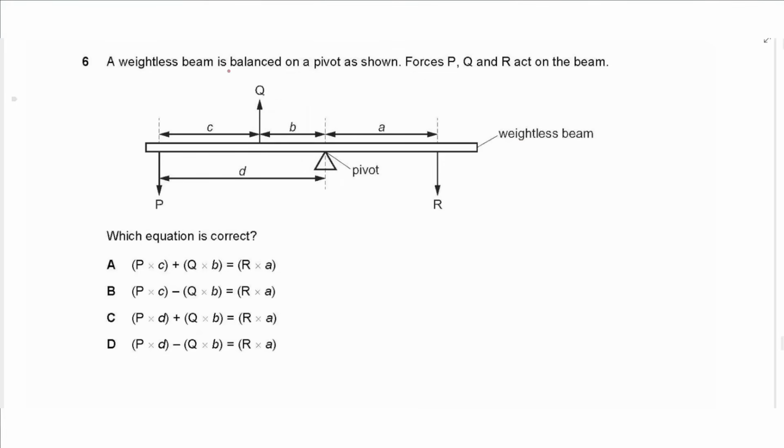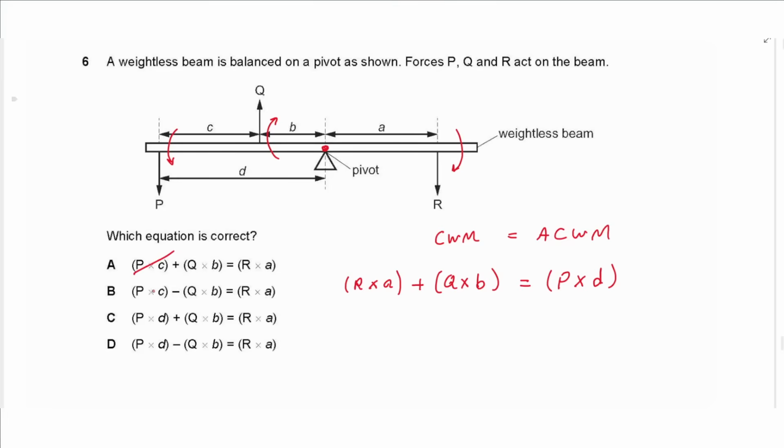Question 6 says a weightless beam is balanced on a pivot as shown. Forces P, Q, and R act on the beam. Which equation is correct? So if this is the pivot, we have a clockwise moment at R, a clockwise moment due to Q, and an anti-clockwise moment due to P. So if it is balanced, then the clockwise moments are equal to the anti-clockwise moments. And we have two clockwise moments, R multiplied by the distance from the pivot A, plus Q multiplied by its perpendicular distance from the pivot B, is equal to the moment of P multiplied by the distance from the pivot D. So we check the choices for something that resembles this equation.